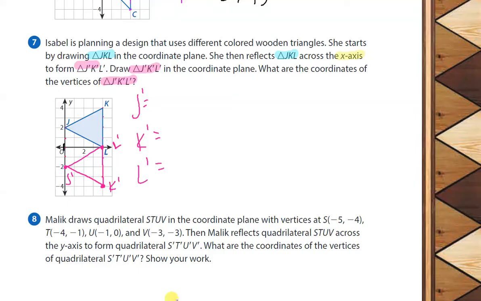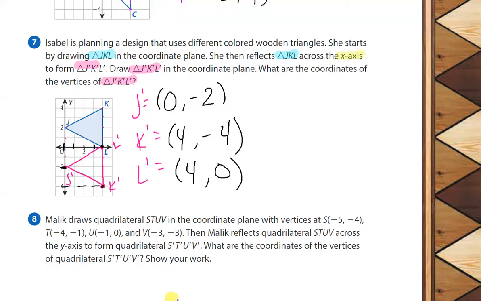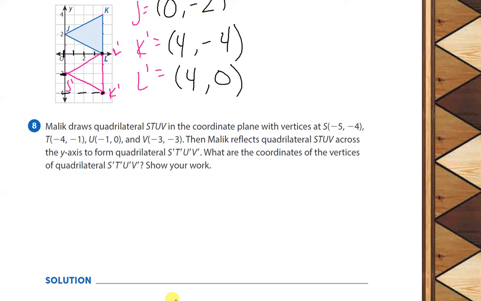Okay, so now we just have to figure out what our coordinates are. J is at 0, -2. K is at 1, 2, 3, 4, -4, 4, -4, and L is at the same spot as L. L prime is at the same spot as L, so that's 4, 0. Hooray!